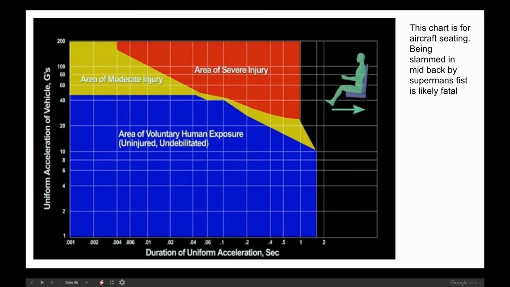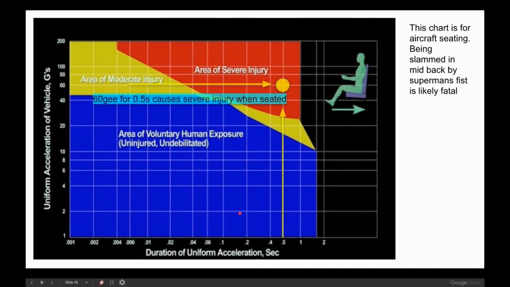Here's an aeronautical chart where they rate in the roughest way possible. Because, like, let's face it, 60 g applied to your heels versus 60 g applied to your neck, it's hard to say how it's going to be applied. Let's face it, Superman is not a chair. When he hits Lois, it's with like a punch.